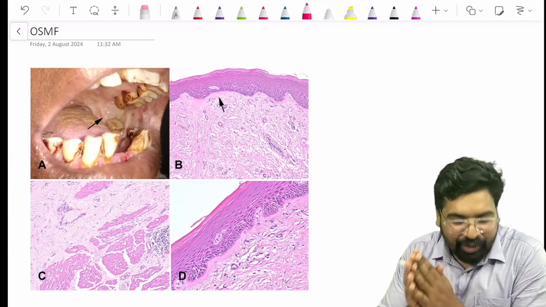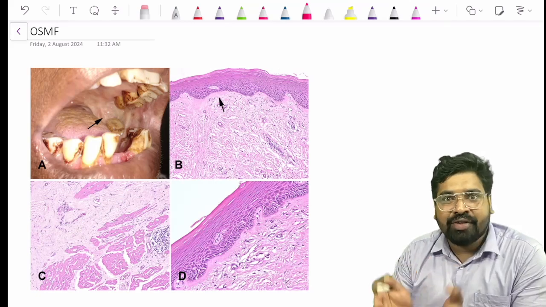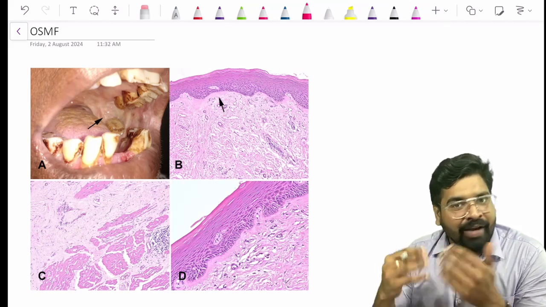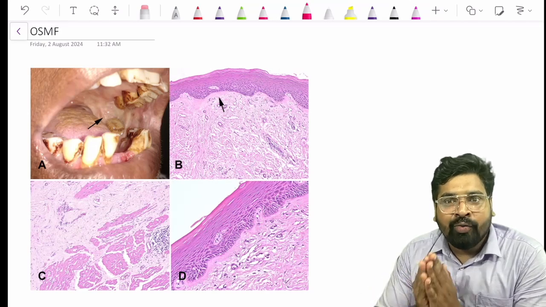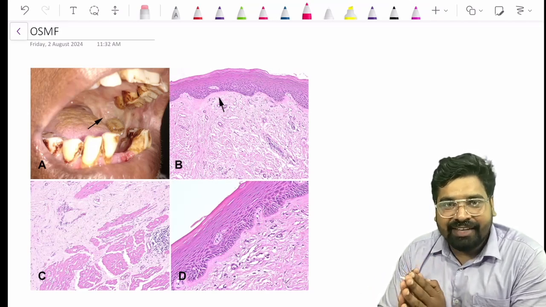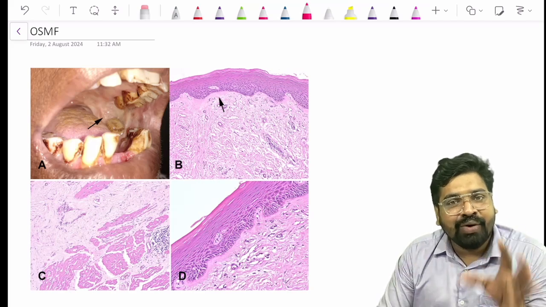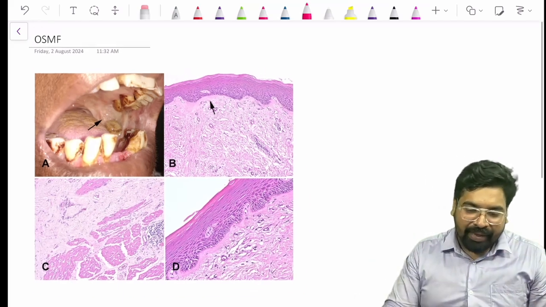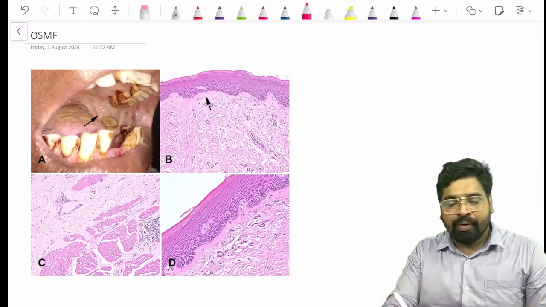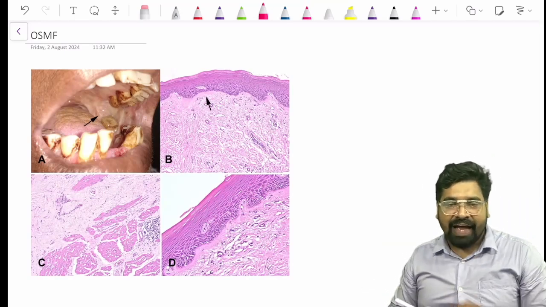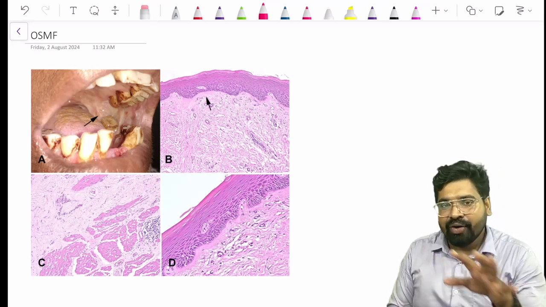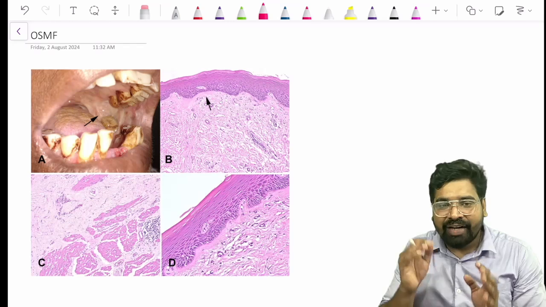Okay, so oral submucous fibrosis. You may have heard about it and you may have read about it, but what will they ask you for your NEET and INI-CET from oral submucous fibrosis? You may have learned many things about OSMF, but there are certain facts they focus on for your competitive examination. So that's what we are going to discuss here.